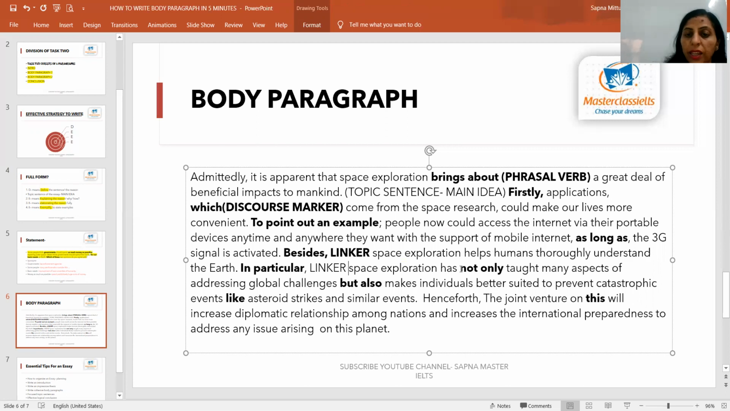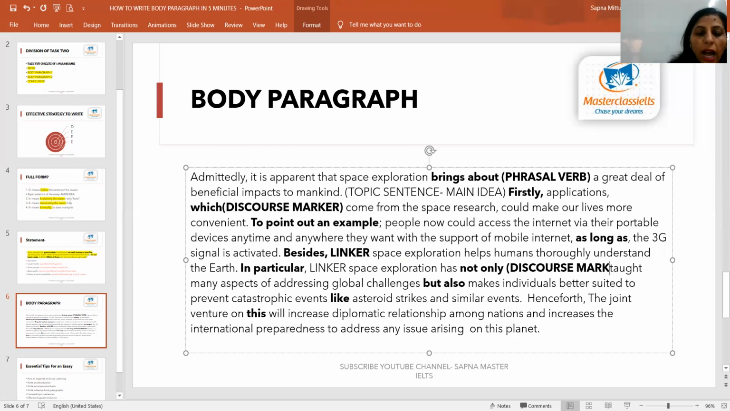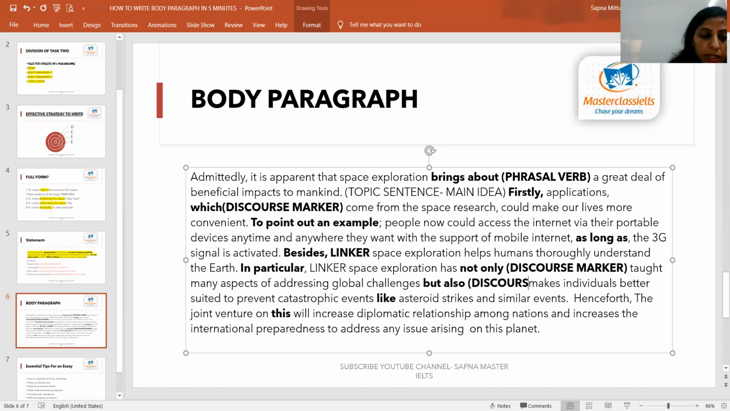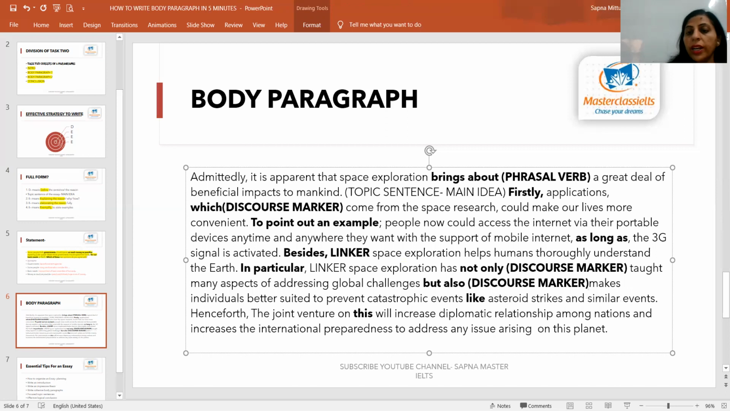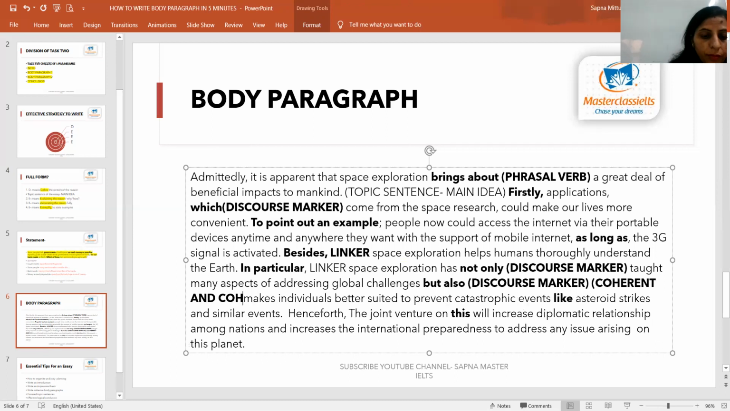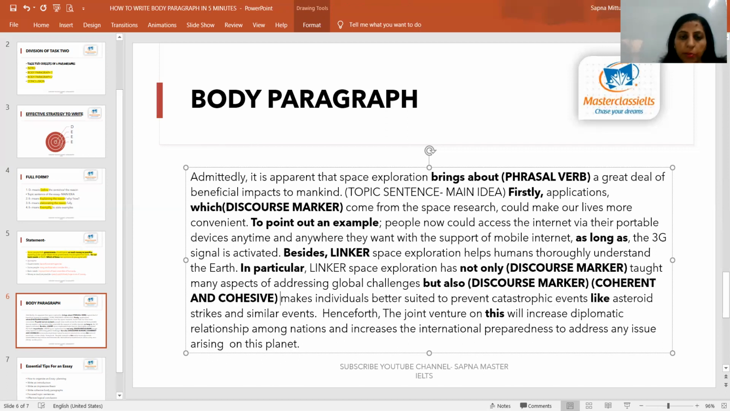So what have I used here? I have used "not only" here, "but also" here. So I have again used a discourse marker which will increase your bands. Why so? Because this will make your writing task coherent. This is again a discourse marker, and because of this, your writing task will be coherent and cohesive. It means it is logically connected. In simple terms, coherent and cohesive means it is logically connected.